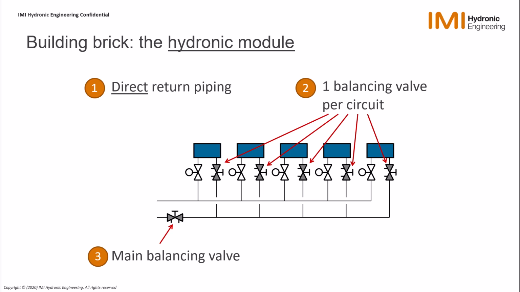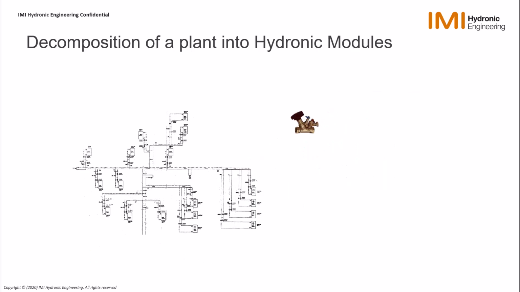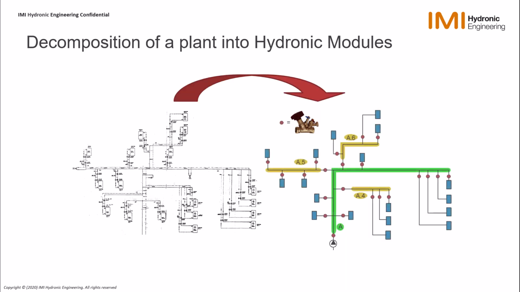Remark that these modules could be of different kinds, like DP stabilized circuits, but the same logic applies. When the project is becoming more complicated, the best hint is to draw a one-line schema and decompose it in modules as well. Here is a quick example.